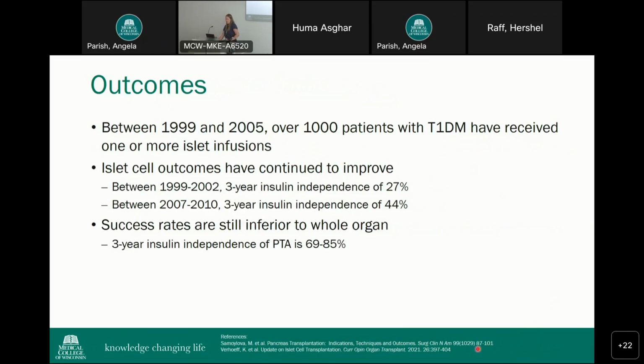So what have been the outcomes? Between 1999 and 2005, over 1,000 patients underwent islet cell infusions. The initial outcomes were not what we had hoped for, but they're improving. Between 1999 and 2002, insulin independence was about 27%. This increased to 44% by 2010. However, these numbers at that time were not as good as whole organ, which had a 3-year insulin independence of 69 to 85%.